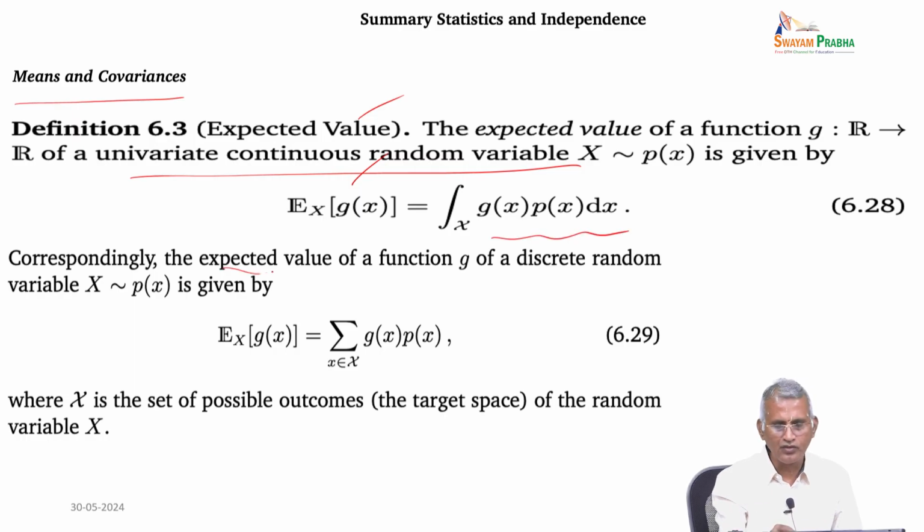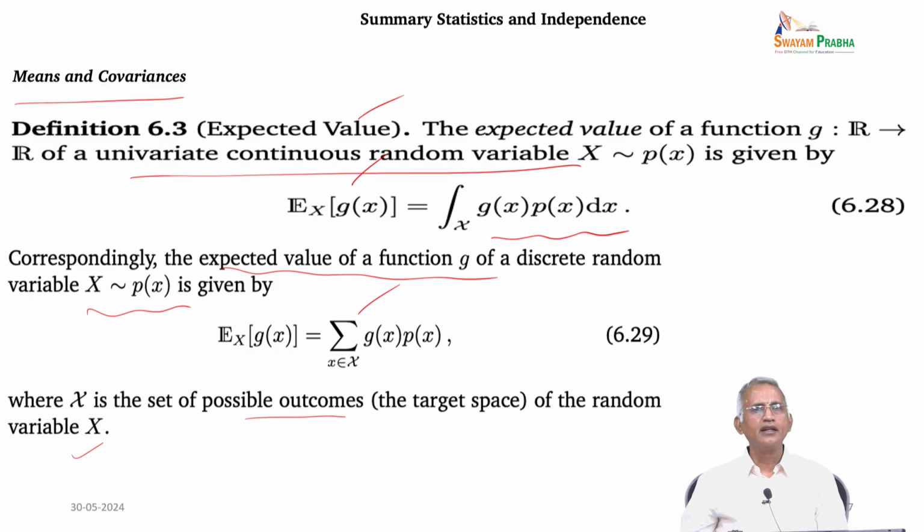Correspondingly, the expected value of the function g of the discrete random variable X, with probability P of x, is given by E of g of X equal to the summation over x in capital X of g of x times P of x, where capital X is the set of all possible outcomes of the random variable X. So, these are all the conditions; the corresponding expected value can be determined from domain to codomain, and then it is called a univariate continuous random variable.